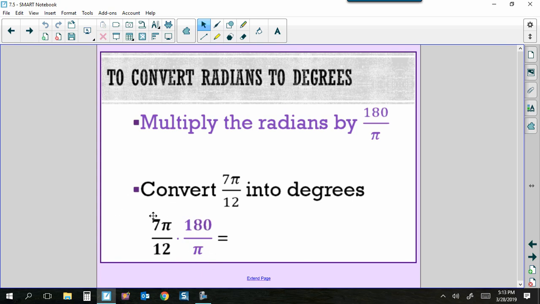So you can see here, you're going to multiply the 7 pi over 12 radians by 180 over pi. And what happens is those pi signs are going to cancel. But then you're going to multiply the numbers that are left. So 7 times 180 is going to give you 1,260. And then on the bottom, the pi sign cancels and you're left with just 1. So 12 times 1 is just 12. So now you just have this that you need to reduce, and it reduces down to 105 degrees. Not too hard. So that's all it is.